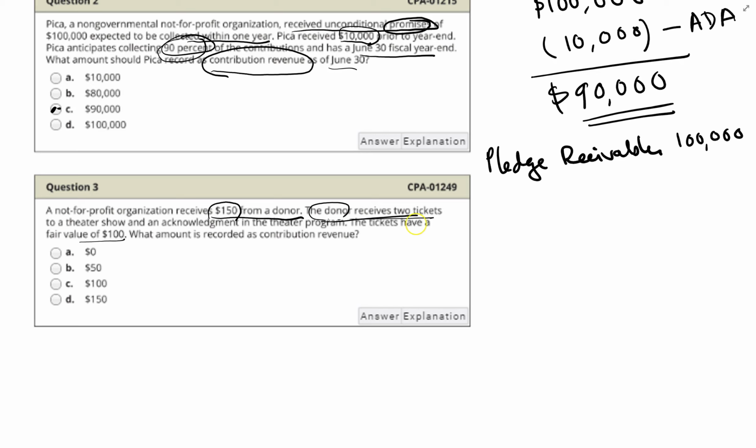So the donor is receiving 2 tickets, and the fair value of the tickets is $100. That means basically he is receiving something in reciprocal, so we have to take out this $100, or these 2 tickets' value, and the net amount will be actually our contribution revenue, pure donations. Apparently $150 seems the total amount of donations, but we have to take out the value of those tickets. So our answer is B. $50 is our net contribution revenue.